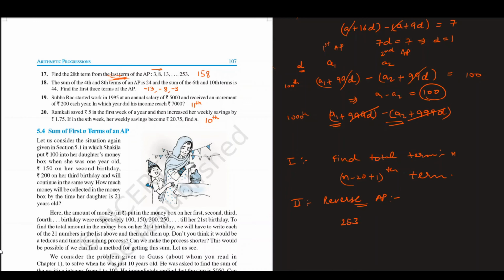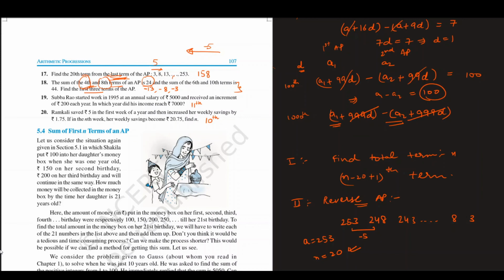Here the difference is 5, so if we move to this side, the difference would be minus 5. So its previous term would be 248, then minus 5 would be 243, and so on up to 8 and then 3. So here the difference is minus 5, a is 253, and just put n equal to 20 and find the answer. Okay, the sum of the 4th and 8th term of an AP is 24. It is a similar question, just make these equations and solve.